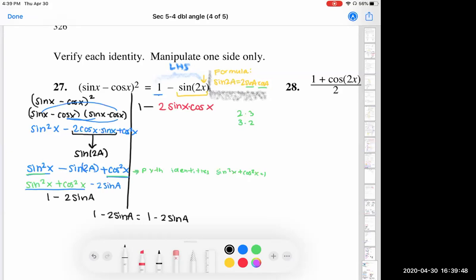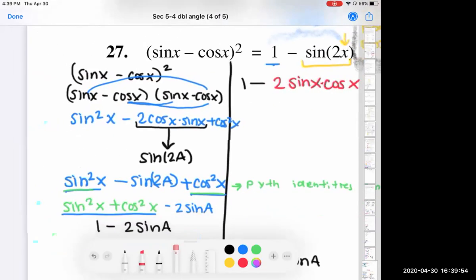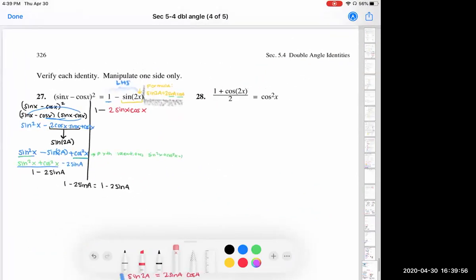Professor, how did you get, so you see the first blue part, how did you get to that? Yeah. All right, so I'm going to do this work on the side. We have sine of x minus cosine of x times sine of x minus cosine of x. Now, I'm going to remind you of your formula from algebra.